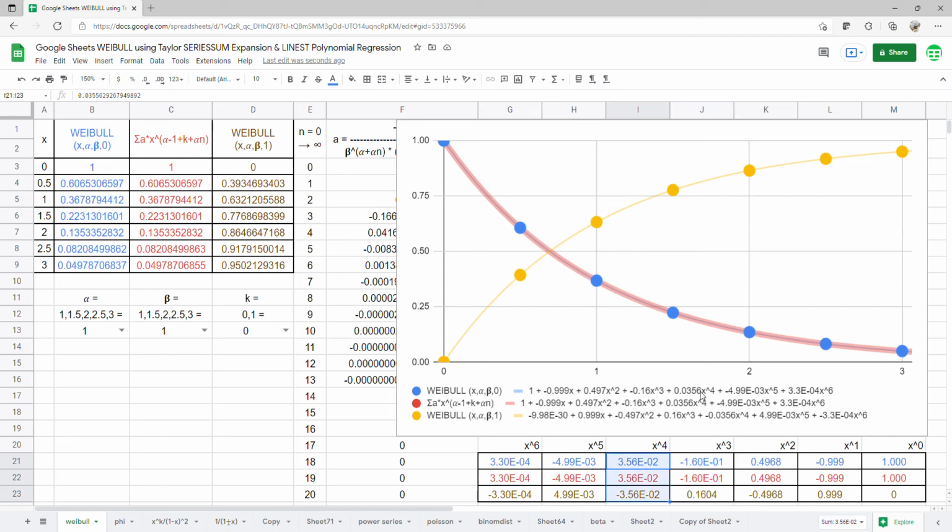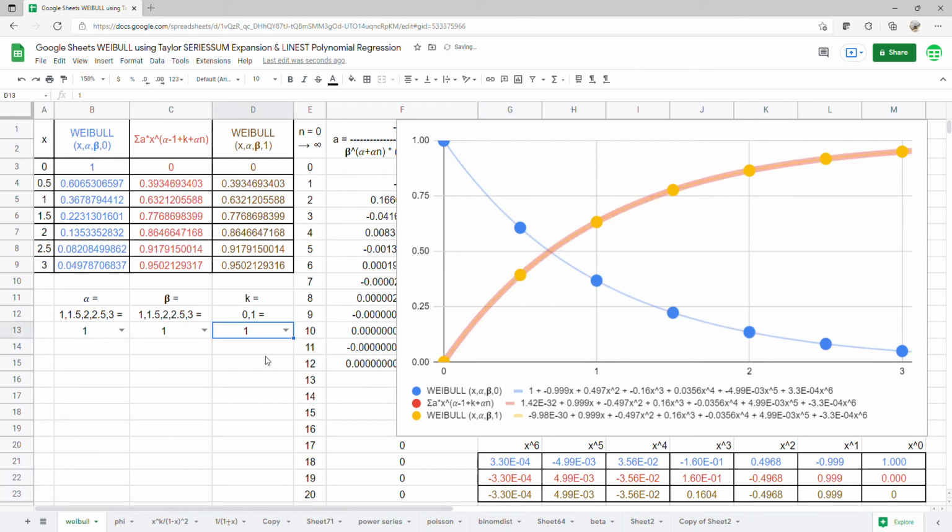Coefficient of x to the fourth, that is 0.0356, negative 0.356. Coefficient of x to the fifth, negative 4.99 times 10 to the minus 3, positive 4.99 times 10 to the minus 3. Coefficient of x to the sixth, 3.3 times 10 to the minus 4, minus 3.3 times 10 to the minus 4. We can toggle this to 1.